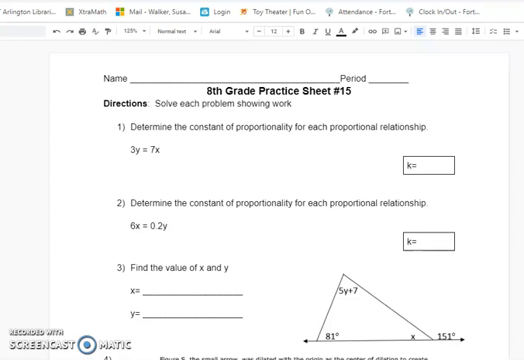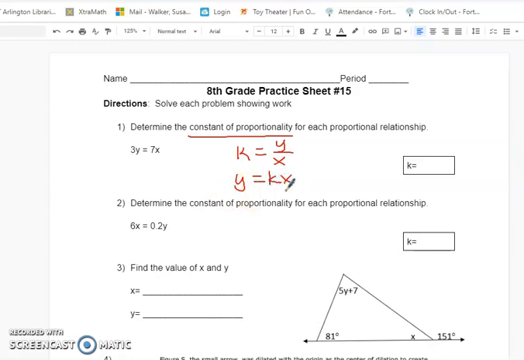Hey guys, we're going to work on practice sheet 15. We're going to do a different problem today. So we're going to be working on constant of proportionality. Remember, constant of proportionality is k. And we get k from y over x, or we use that equation y equals kx.